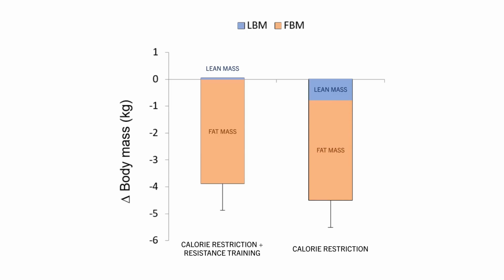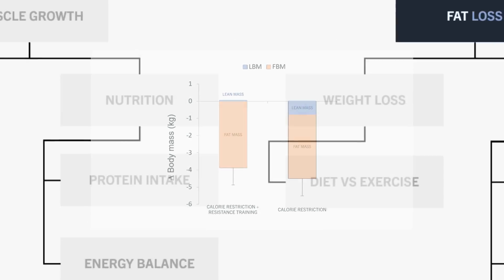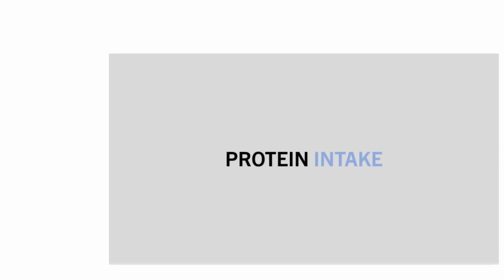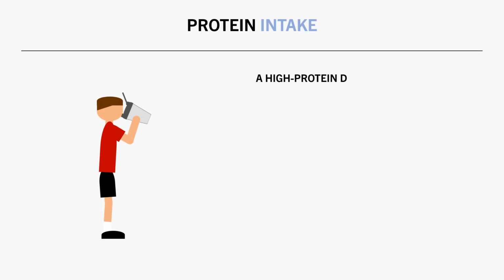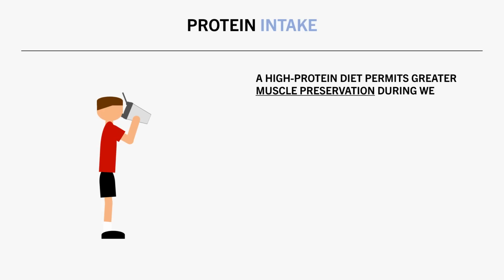The second factor which can influence muscle retention during weight loss is protein intake. Like muscle growth, a high protein intake generally permits greater muscle retention during a calorie deficit. And this would result in greater fat loss as a proportion of the total body weight lost.